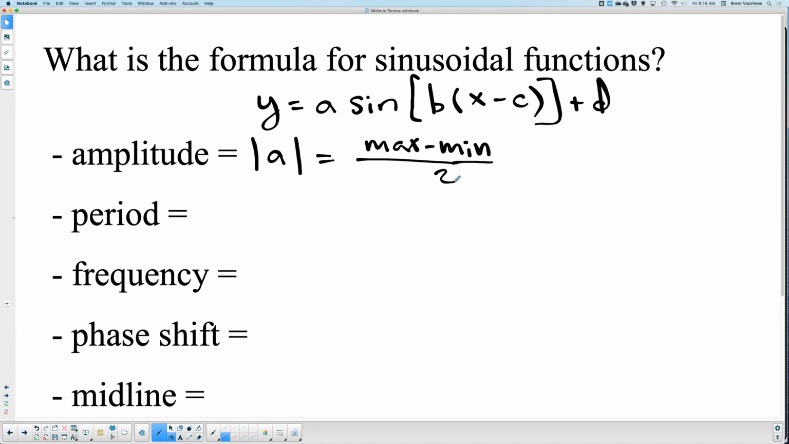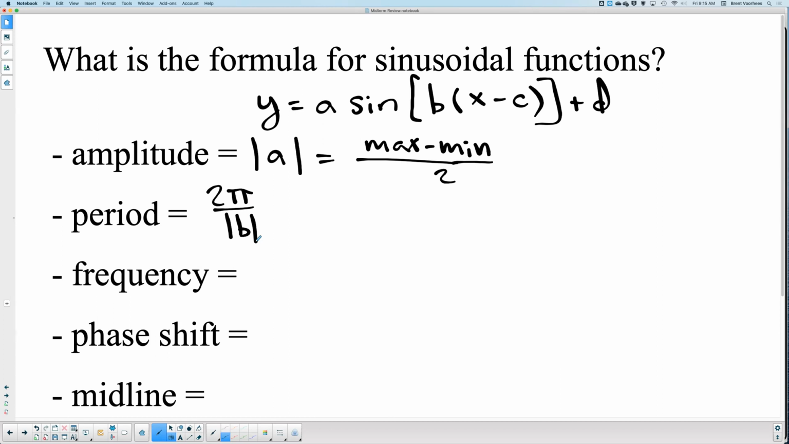If you don't know this front page, like I said, I didn't count up all the problems, but it'd be hard to make more than a 30 if you don't know this front page. So make sure you know this front page. Okay, period. How about that one? 2 pi over B, and again, this would be absolute value, just meaning we wouldn't have a negative period. Period refers to the amount of time. We wouldn't treat that as negative.